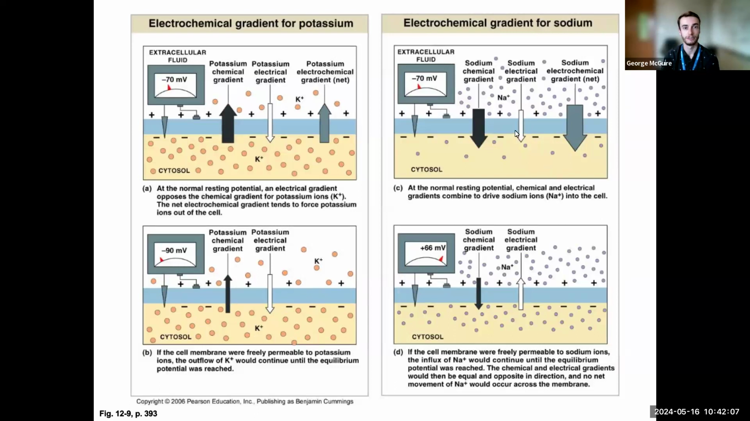But if sodium can freely enter, it is going to very significantly change the charge of our membrane, driving it all the way up to around plus 66 millivolts. And so these two changes in charge are essentially what are going to happen if we open and close different ion channels. So if all the sodium ion channels are closed and all the potassium ion channels are open, our membrane potential is going to get more negative.